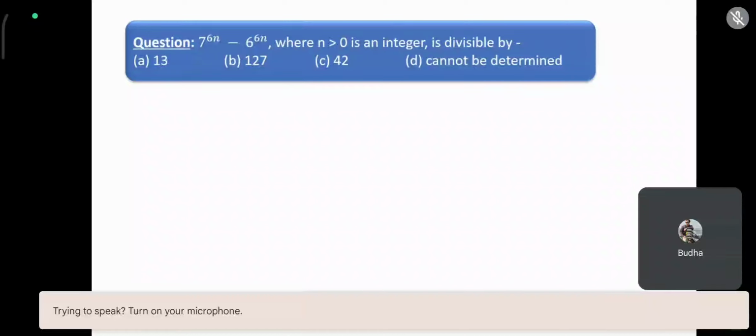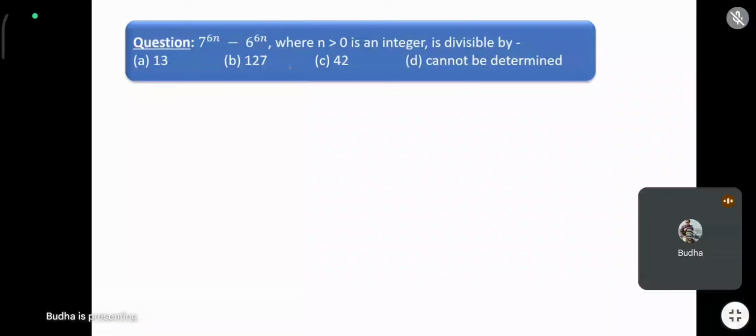Okay, so I guess nobody has tried this question. So, in the number systems, what we have learned.